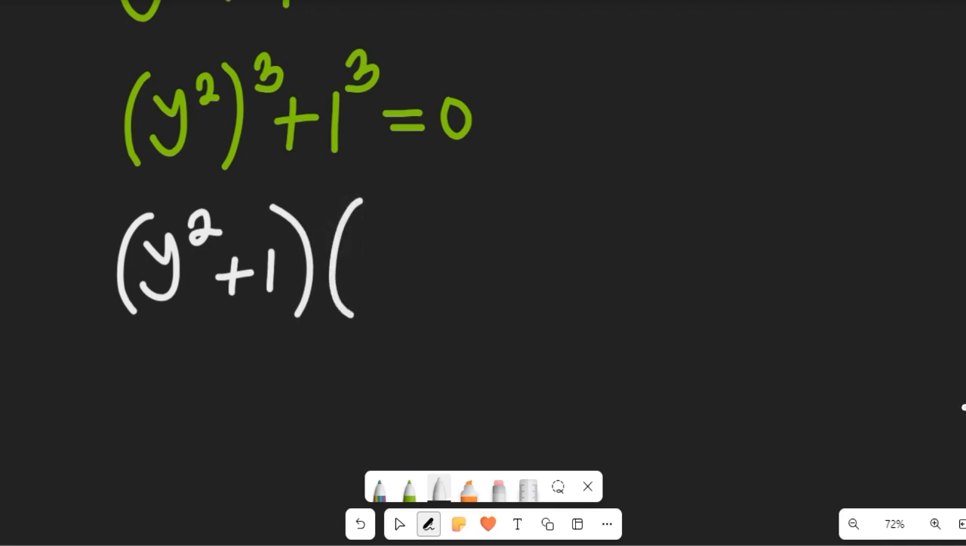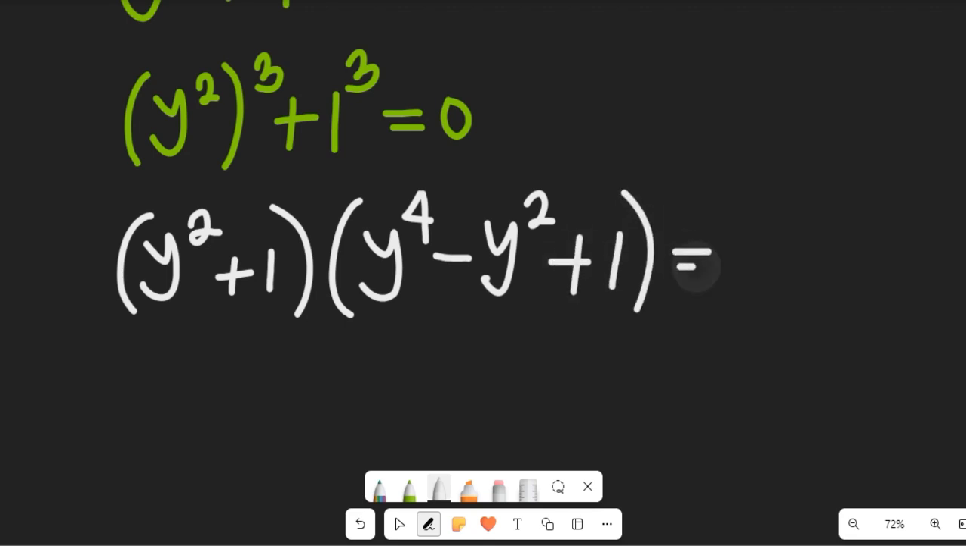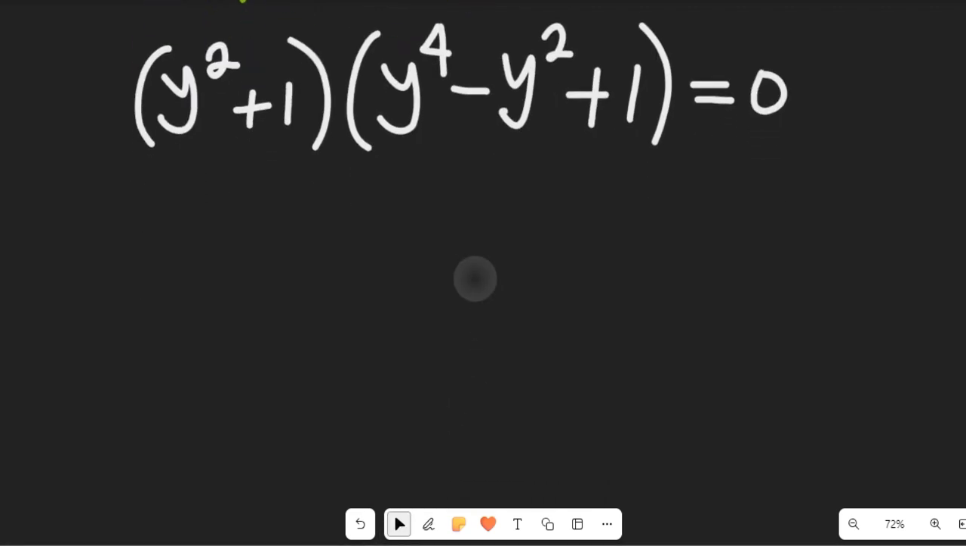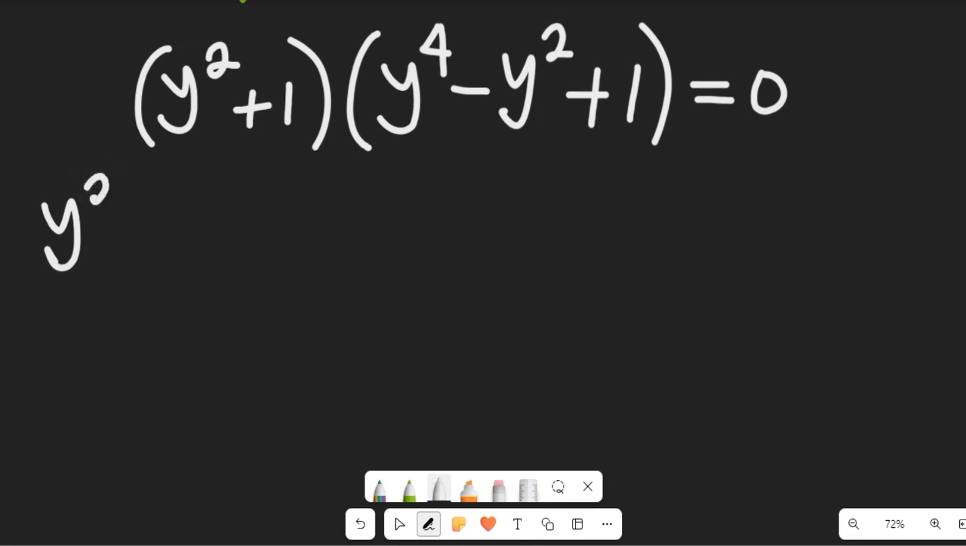So that expression, considering an algebraic formula, will now give us y squared plus 1 multiplied by y to the power of 4 minus y squared plus 1, and all this will be equal to 0. I know you get this. So if we simplify this, we're going to see that our y squared plus 1 will be our first case, and that will be equal to 0.